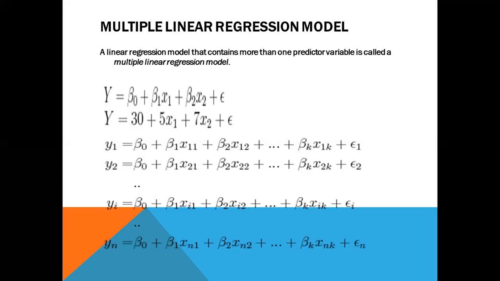Then y1 equals b0 plus b1 x11 plus b2 x12 plus b3 x13 and so on till bk x1k plus epsilon 1. Similarly, y2 equals b0 plus b1 x21 plus b2 x22 plus b3 x23 and so on till bk x2k.